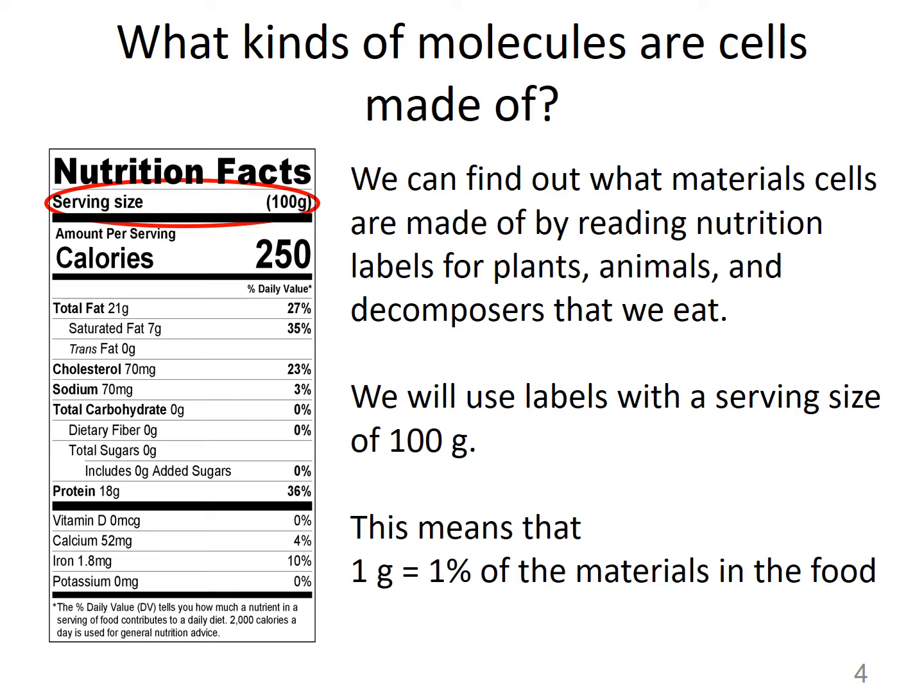In order to answer that question, we're going to look at some food labels. I have some structured food labels that we're going to start with, and all those food labels contain 100 grams as a serving size. And that will help us do the math a little bit easier. That means that every gram of mass makes up 1% of the material of the food that we're going to be considering. So as we look at these labels, we will have an easier time with the math portion of it.